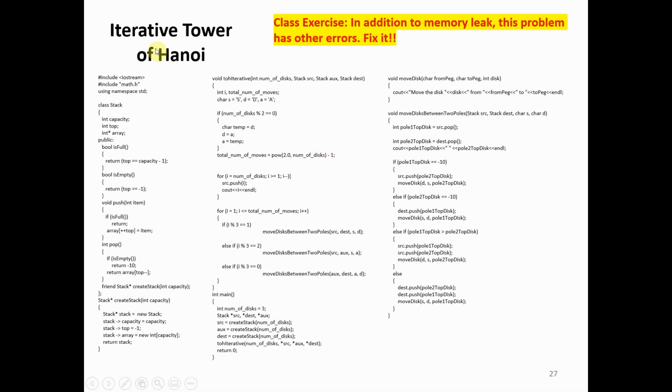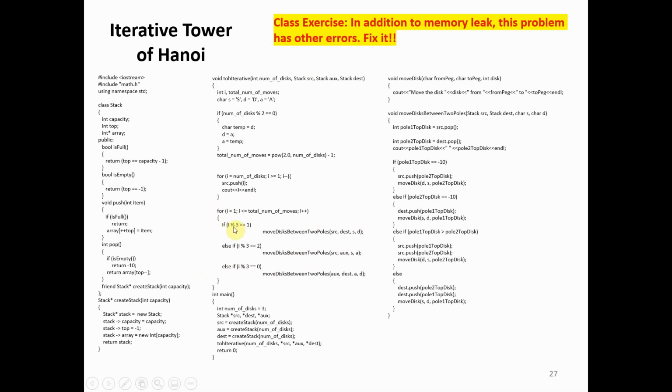I also provided the non-recursive version of the Hanoi Tower here, so you can see that I provided a class of a stack and a function to create stacks. We have 3 stacks in the main. You can see that we have source, auxiliary, and destination stacks, and we have a function for printing the moves. We have a function that decides, based on the legal moves, which stack we need to pop from, and how the disks are gonna move. And then there is another function that does the moves.